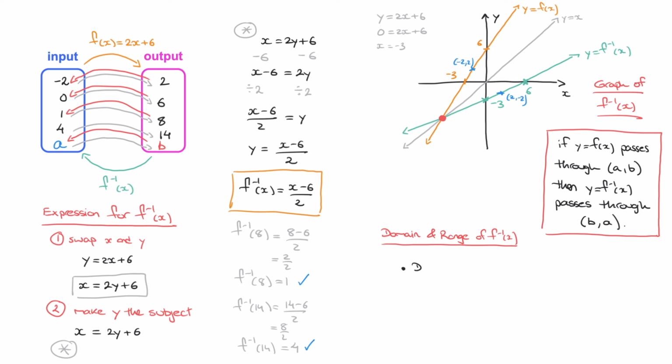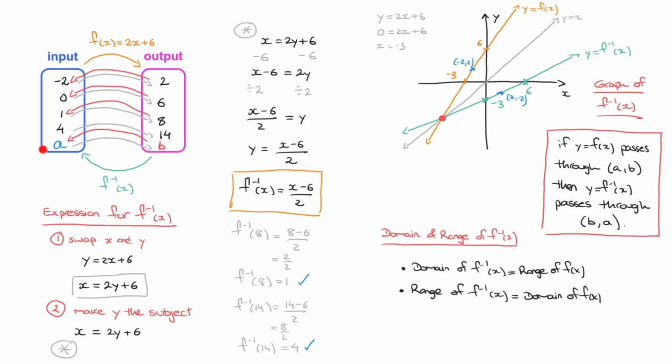Here it is. The domain of inverse f of x will equal the range of f of x. This is effectively telling us that the input values of the inverse function are equal to the output values of the original function. And the range of inverse f of x is equal to the domain of f of x. In turn, this tells us that the output values of the inverse function are equal to the input values of the original function.